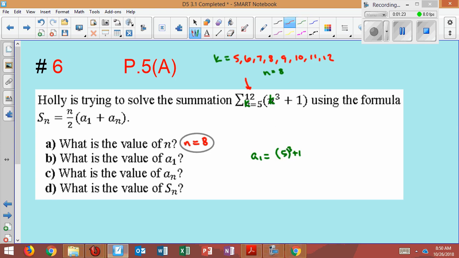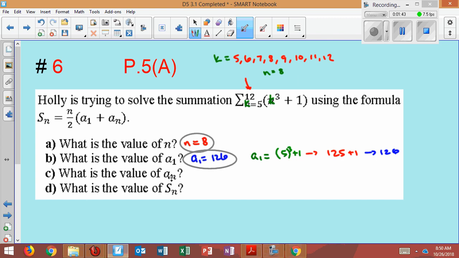And so 5 cubed is 5 times 5 times 5. 5 times 5 is 25. Multiply by 5 again. We get 125 plus 1, which is simply 126. So a sub 1 equals 126.